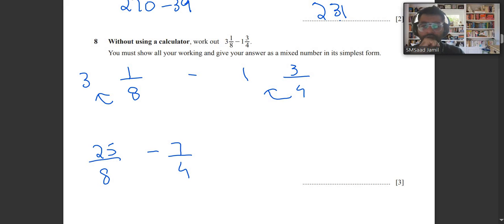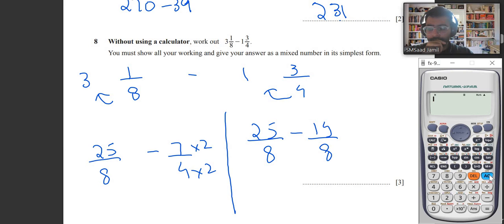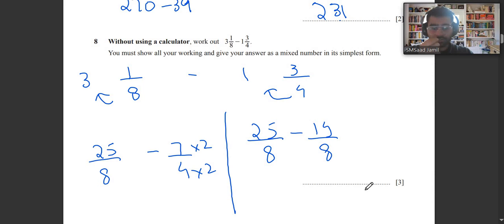Now just multiply this with 2 to make it 8. We need to make the denominators the same. Multiply this with 2 as well. So this becomes 25 upon 8 subtracted from 14 upon 8. Okay. So it should be 11, but I need to be sure. 25 minus 14, it's 11. Wow, good maths. So 11 upon 8, don't stop there. So this becomes 1 whole 3 upon 8.